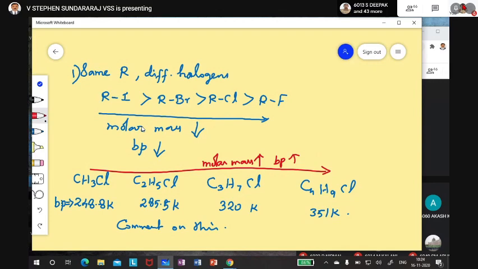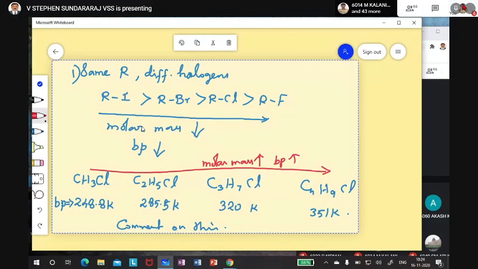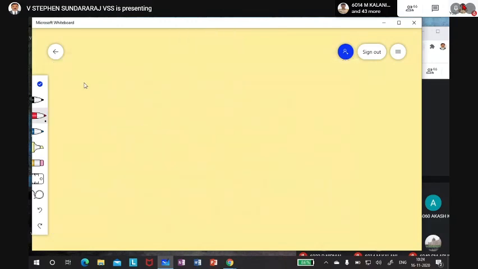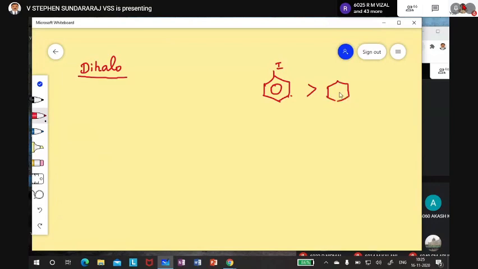Aromatic halogen compounds. Many of you may not know this. In the case of aromatic compounds, that is dihalo. Why am I taking dihalo? If it is monohalo substituted, all of you know the benzene ring. You will not study naphthalene and such, only the benzene ring. Benzene ring with iodine, and benzene ring with bromine as a substituent. This is mono substituted, then this is chlorine. This order is the same as alkyl halides, by molecular mass.